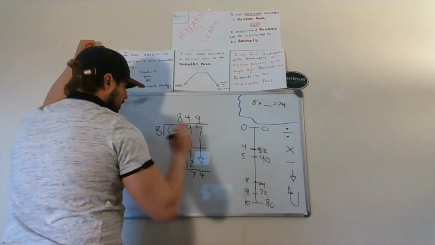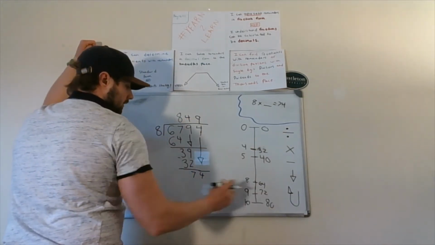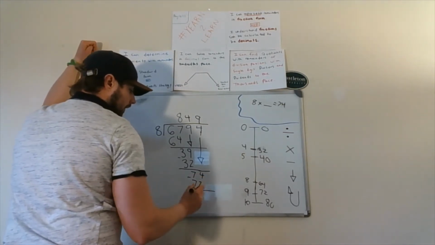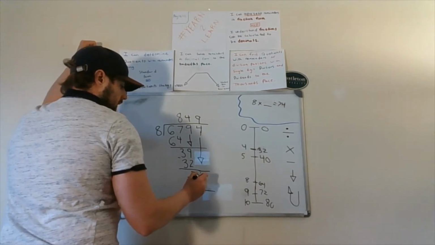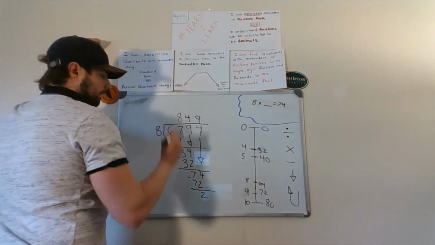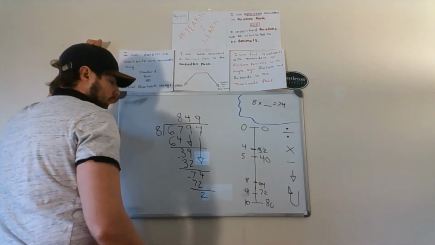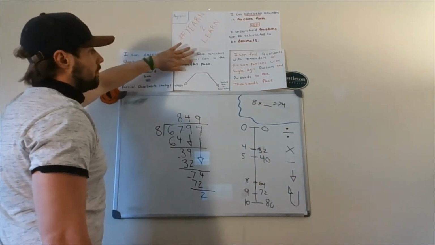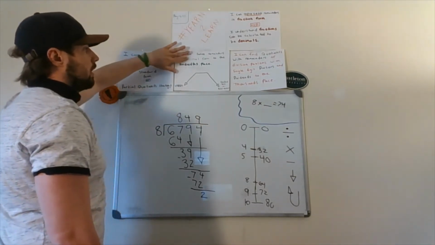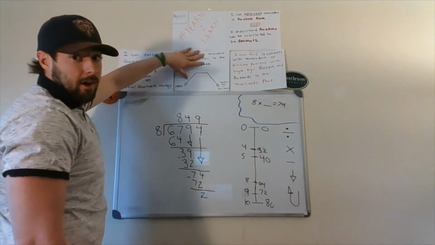I divided, so I need to multiply. 8 times 9, we know, is going to give us 72. I subtract out. 4 minus 2 is going to give me 2. So, I found my first step to finding a remainder. But, we have those wonderful extra place value learning targets that involve place value.